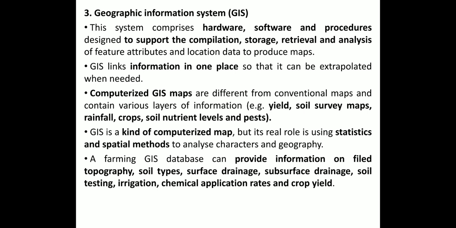GIS software, hardware, and procedures are the main parts of the systems included in the GIS, which is computerized. GIS is used for the analysis, storage, retrieval, and compilation of data, and can be used to make different types of maps: yield maps, soil type maps, and nutrient level maps should be prepared with the help of GIS. And GIS can also provide farmers information regarding field topography, soil types, surface drainage, soil testing, irrigation, chemical application, as well as crop yield.